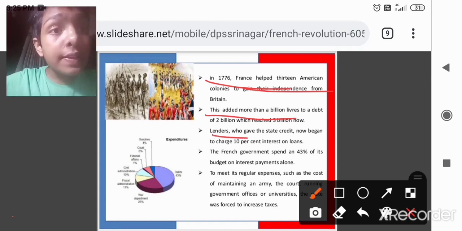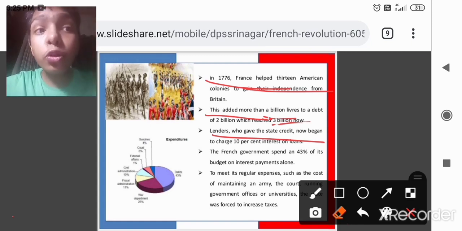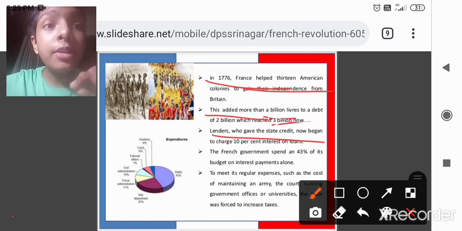Okay, so now 2 billion का तो debt था. Up 2 billion which reached 5 billion. Is it 5 billion or 3? Just a minute. हाँ, तो जो 2 बिलियन का डेप्ट था, अब वो 3 बिलियन हो गया था. Lenders who give the state credit.